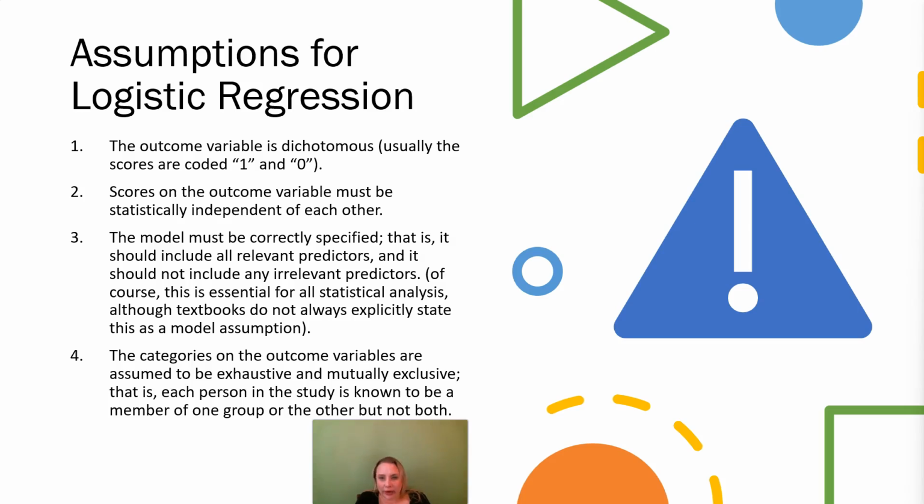The assumptions for binary logistic regression are a little bit less restrictive than we have with the other general linear model, and they are as follows. Our outcome variable needs to be dichotomous, meaning yes or no, 1 or 0. Scores on the outcome variable must be statistically independent of each other. It's important that the model only includes relevant information and leaves out irrelevant information, and the participants in the study can only be classified as a member of one group and not the other.